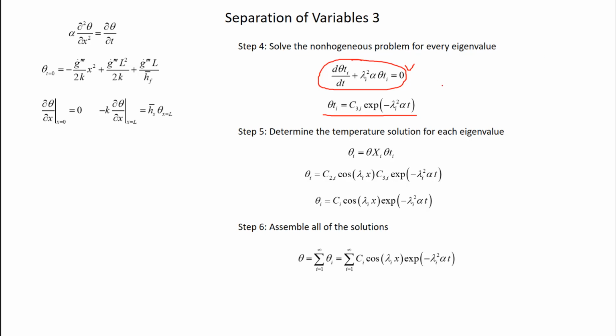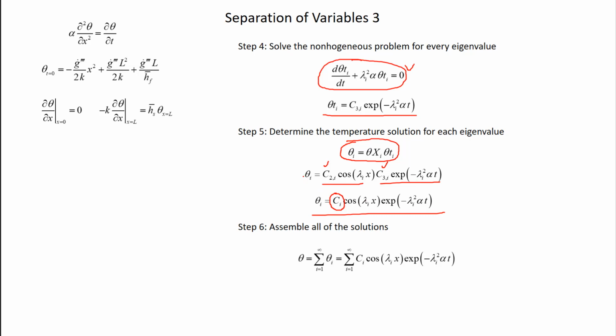So now I have my theta x sub i, my theta t sub i. I multiply them together to get theta sub i, right? So this is my temperature solution for every eigenvalue, right? If I take this function and my eigenfunctions and I multiply them together, this is what I get. You could leave it like this, but it's a little bit silly to multiply the second undetermined constant by the third undetermined constant, given that that product is just itself an undetermined constant. So let's just call that C sub i.